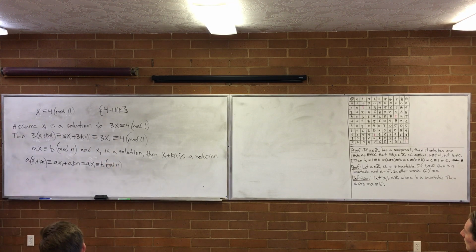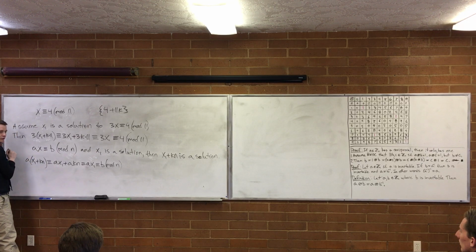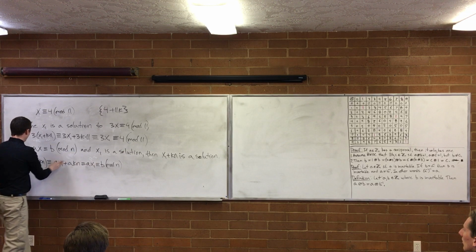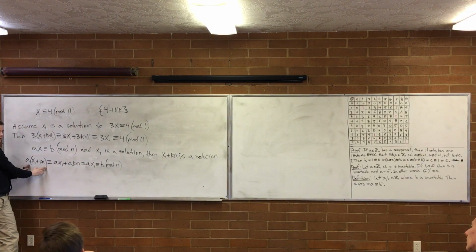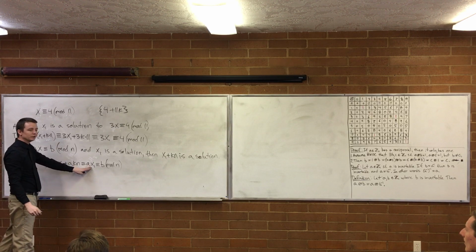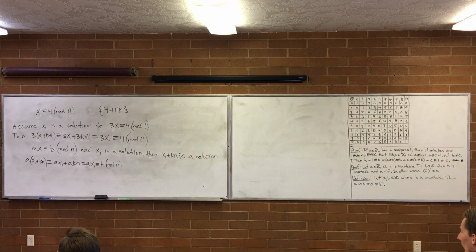If you have one solution, you have infinite solutions. I knew that x1 was a solution, so a x1 is congruent to b. So if x1 is a solution to this, then x1 plus kn is a solution to this. It gives me the exact same thing that x1 gives me, which is a solution. I'm not sure where I'm losing you. Okay, that's good.